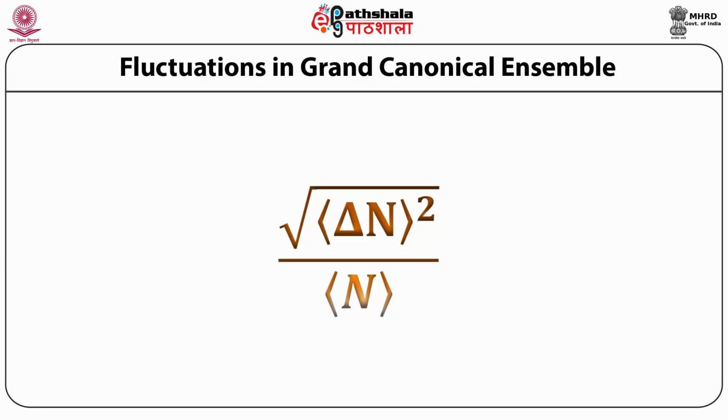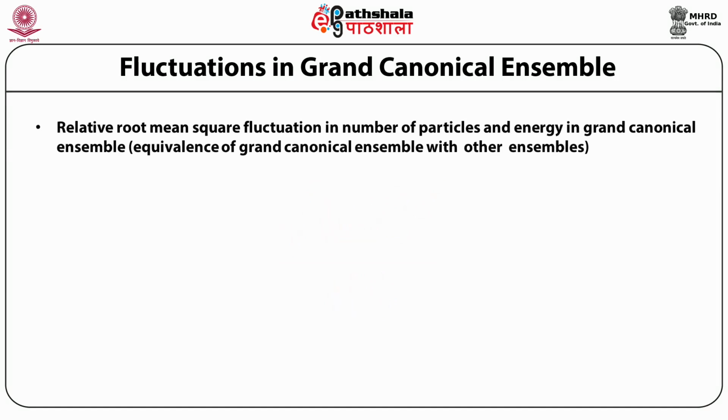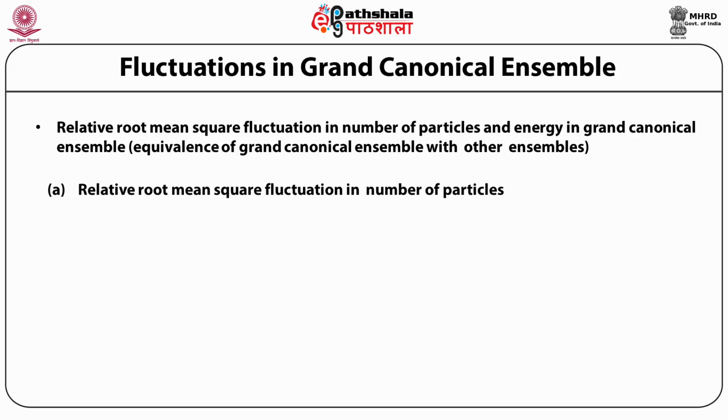Fluctuations in grand canonical ensemble. Relative root mean square fluctuation in number of particles and energy in grand canonical ensemble. That is, equivalence of grand canonical ensemble with other ensembles. So let us first take relative root mean square fluctuation in number of particles.